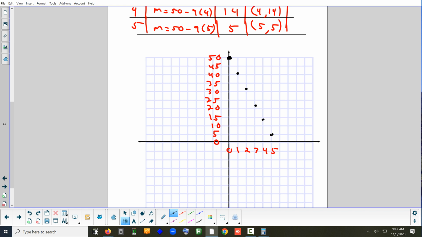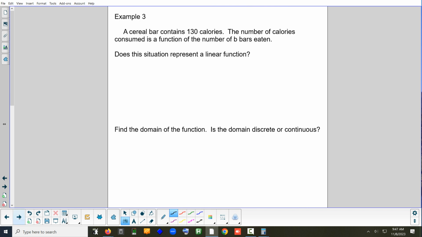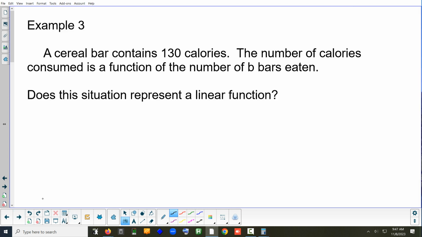All right. Any question on that one? So we've done two that are discrete. So probably have an idea what might happen on this last one. And let's do this one together. So it says a cereal bar contains 130 calories, and the number of calories consumed is a function of how many bars that you eat.